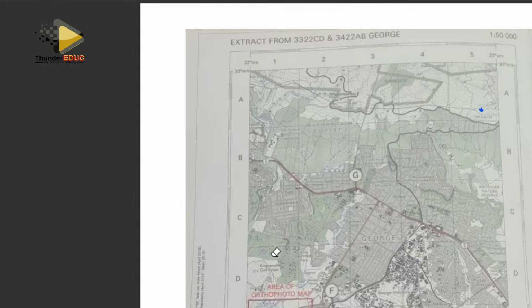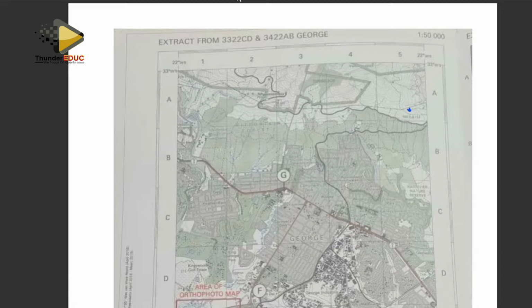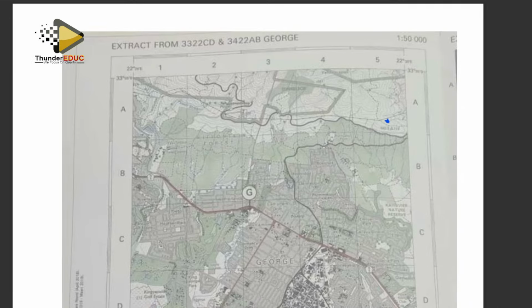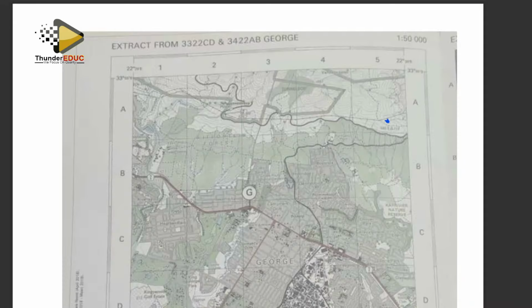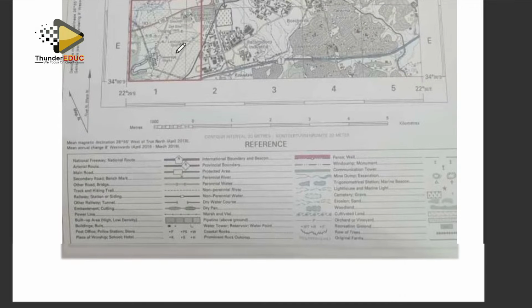Give a reason why. I want us to look at that feature clearly and see if we can get it clearly. Okay, let us see here. Look here. This is the feature here. The name for the feature is here. It's a sewage works. Okay, it is this feature here.